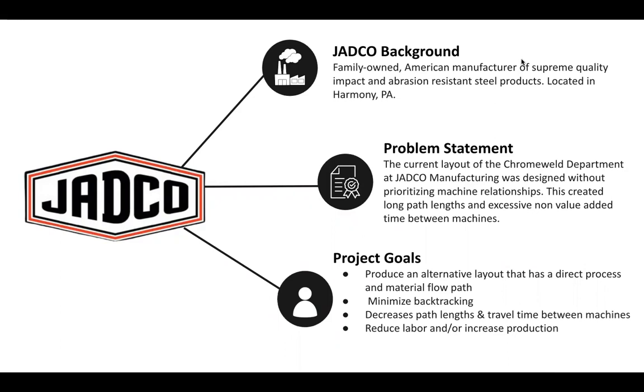So we define our project problem as the current layout of the Cornwall department at JADCO Manufacturing was designed without prioritizing the machine relationships. This created long path lengths and excessive travel time between the machines. So what we are going to do is produce an alternative layout that has a direct process material flow path, minimize the backtracking, and decrease the path lengths and travel time between the machines.